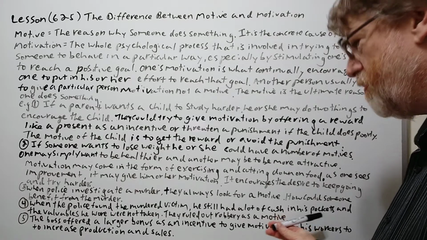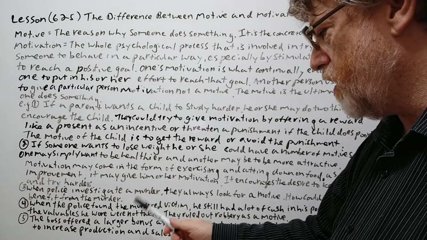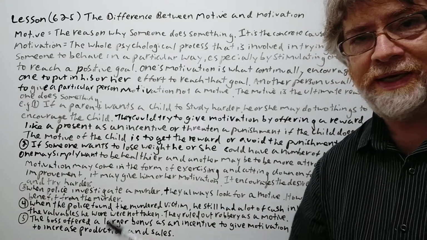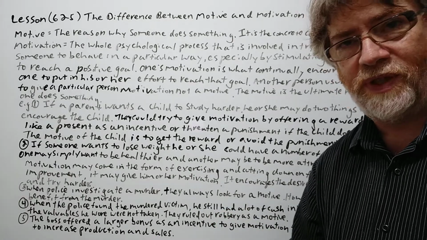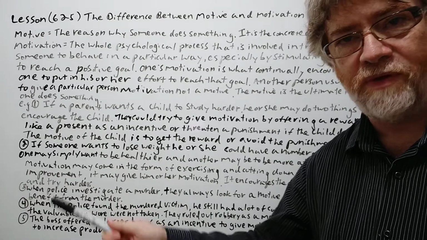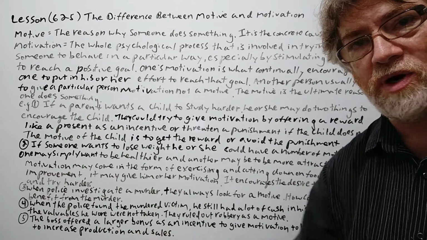All right, number four, when the police found the murdered victim, he still had a lot of cash in his pockets, and the valuables were not taken. They ruled out robbery as a motive because they didn't take anything. So when they murdered the person, there must have been another reason for it. There must have been another motive. Again, motivation would not work here.